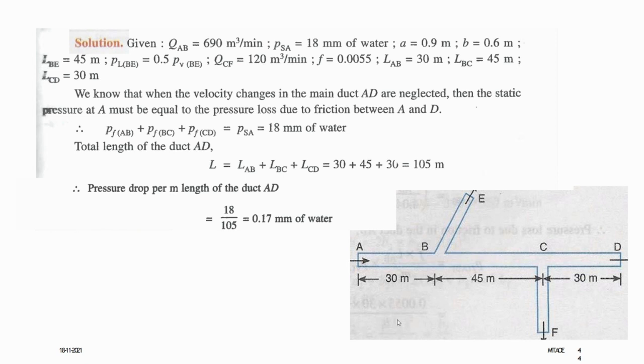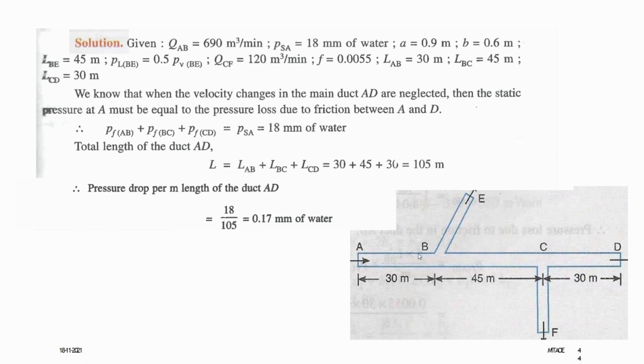Solving the numerical, the given data is written down. When the velocity changes in the main duct AD are neglected, the static pressure at A must be equal to the pressure loss due to friction between A and D. So we can apply Bernoulli's equation, or simply use the equal pressure drop method, where the pressure drop between AB, BC and the other sections is the same.